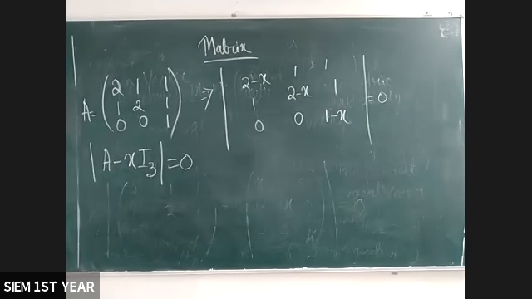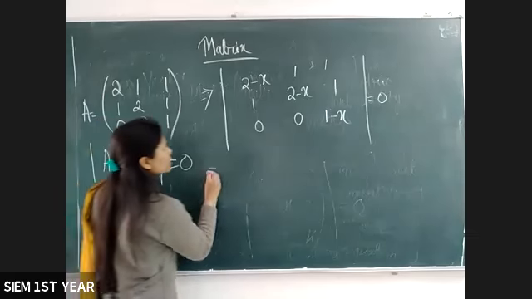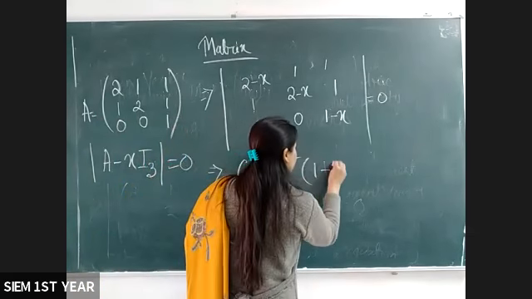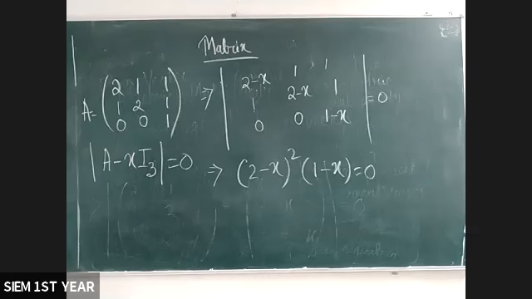So repeat, what is the answer? 2 minus x whole square multiplied by 1 minus x equal to 0. 2 minus x whole square into 1 minus x equals 0. This is wrong. 2 minus, no, it is wrong. You already know how to solve this problem.